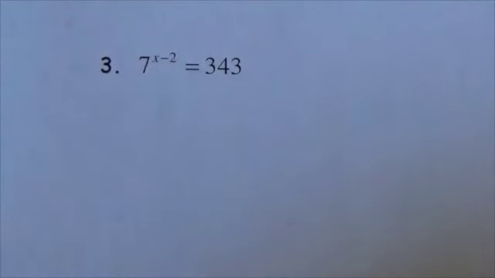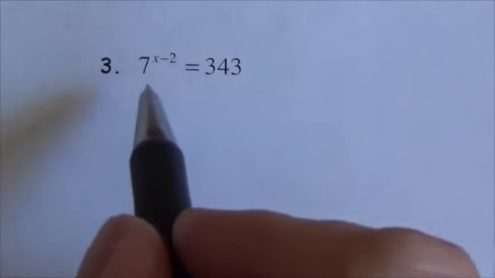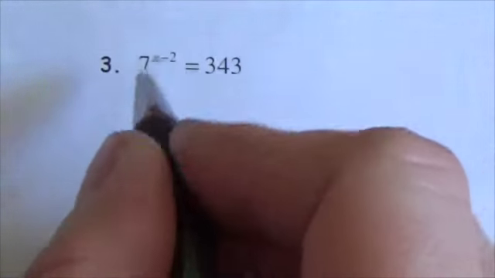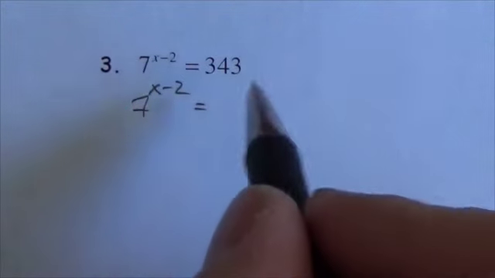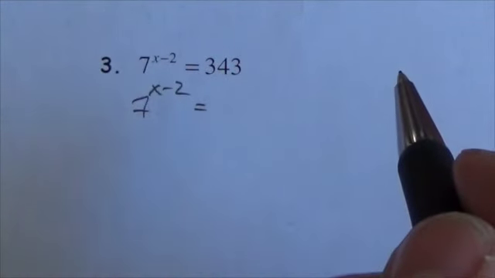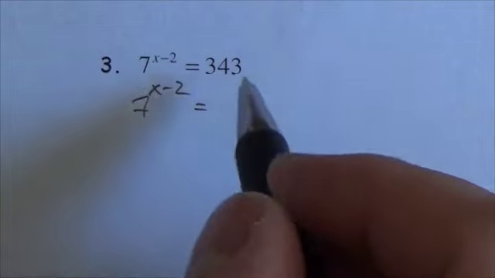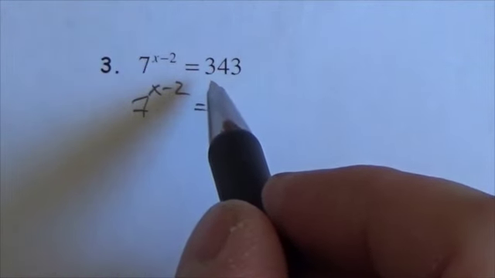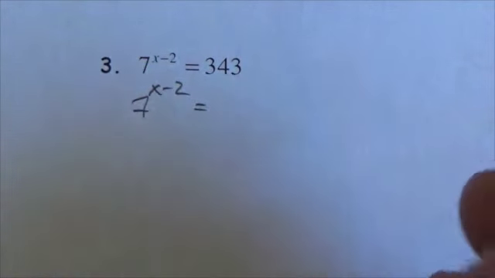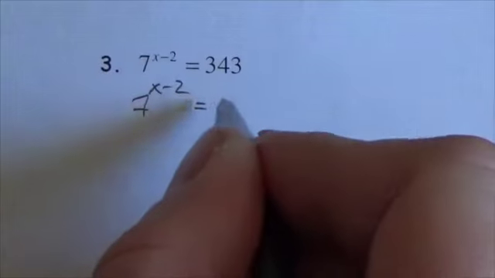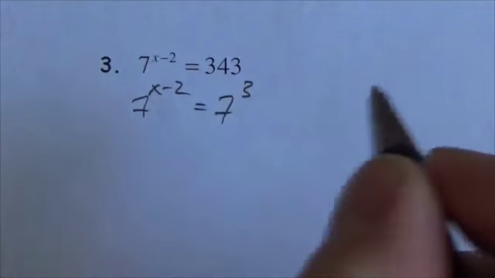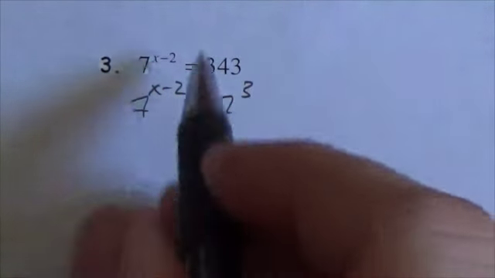7 is about as simple as I can make that. I mean, it's a prime number. That's good here. 343, I am guessing, can be written as a power of 7. Can't do much with the left-hand side. There's 7 to the x minus 2. But 343, well, let's just think about that. 7 squared is 49. 49 times 7, there's my 343. There it is. So 7 cubed. 7 as a factor 3 times gives me 343.